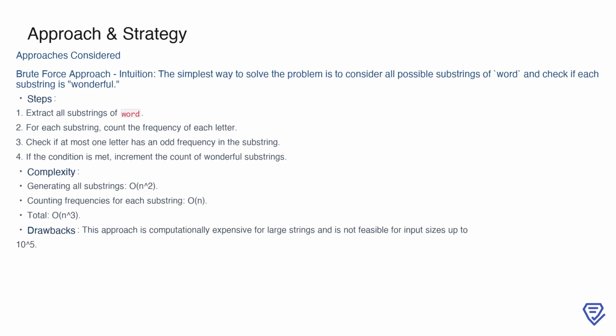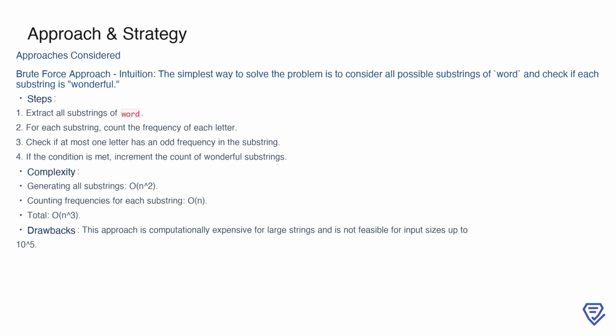To solve the problem of finding wonderful substrings, one approach we can consider is the brute force method. The intuition here is straightforward. For every possible substring of the input string, we check if it meets the condition of being wonderful. The steps are as follows. First, we generate all substrings of the word. Then, for each substring, we count the frequency of each letter and check if at most one letter has an odd frequency. If the condition is satisfied, we increment the count of wonderful substrings.